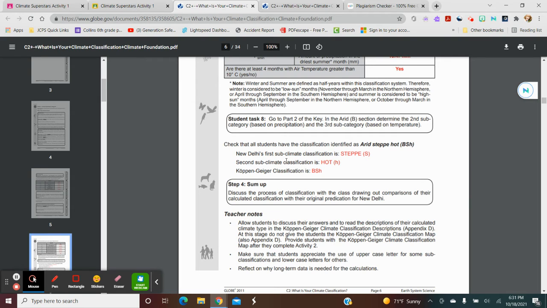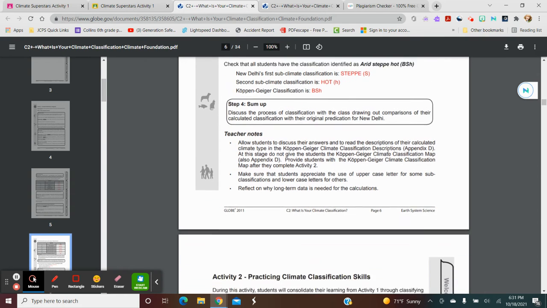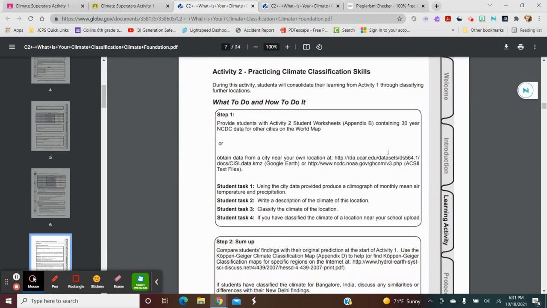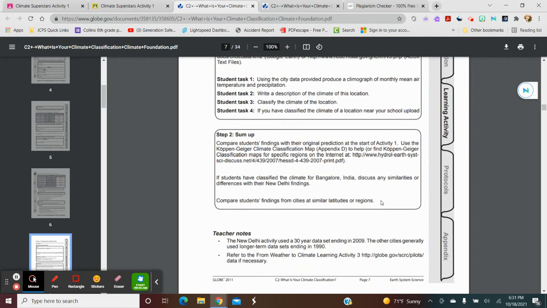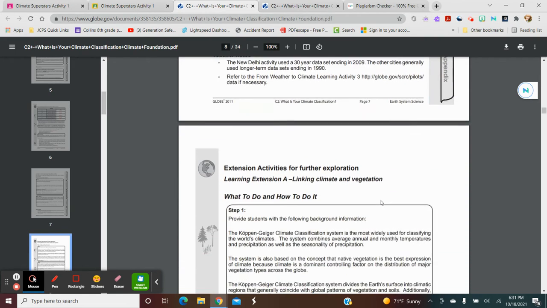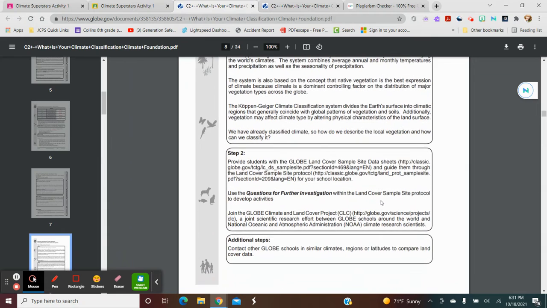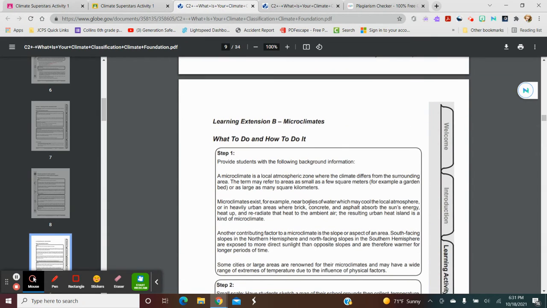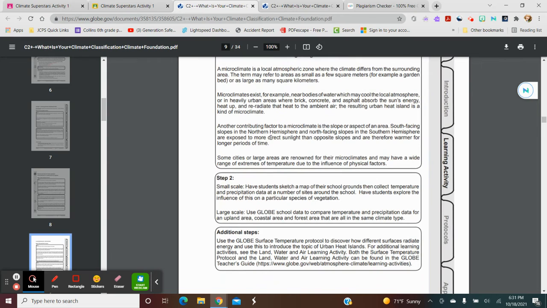So then they use New Delhi. And New Delhi is arid steppe hot in their climate. And then they sum it up. So we don't want to do New Delhi. We want to write a description of the climate of this location. So we're going to go on through here, and it has more things. And I'm like, oh, this is interesting. Provide you with the background information. This is doing your microclimate or your subclimate.